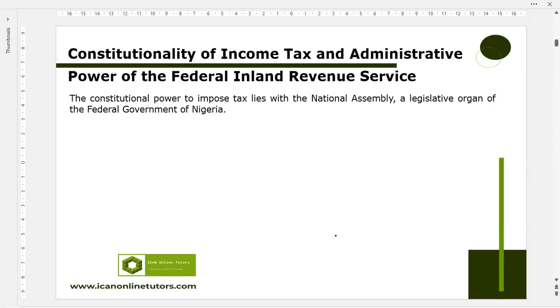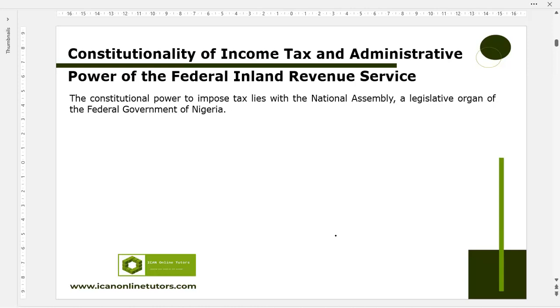Having said this, we need to look at what gave them the power. Our focus here is on the Federal Inland Revenue Service. So what is the constitutional power that they have to go after people? They have the right to seal your company, your premises, especially when you are in default. They have the right to access your books, your banking details and the likes. They have access to everything. So they have that constitutional power. Are we together?